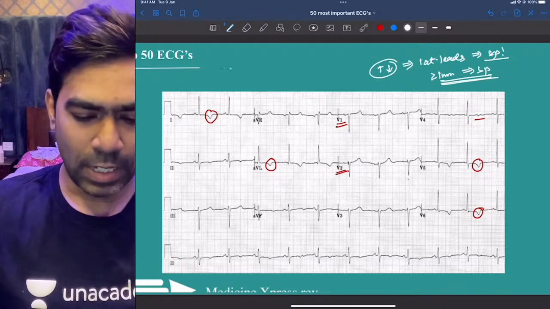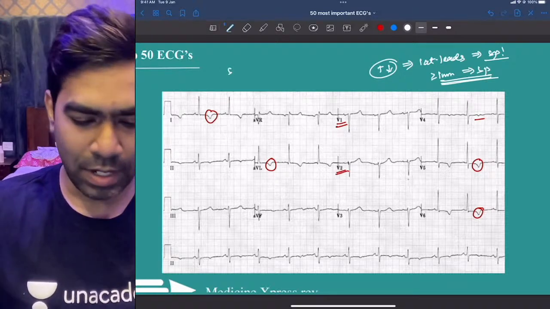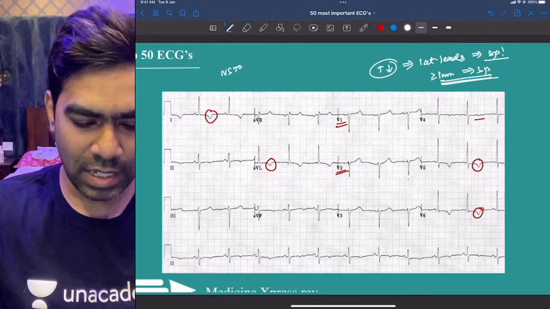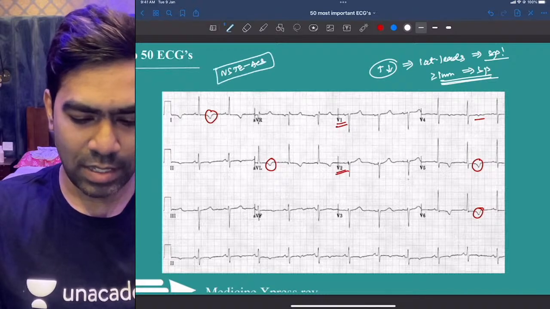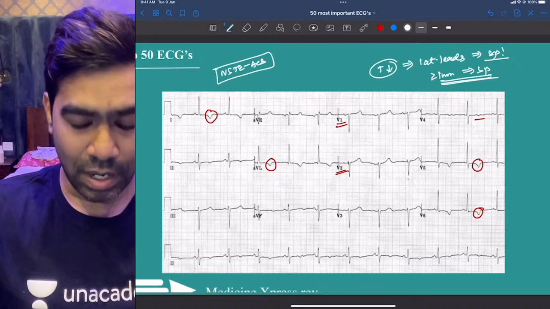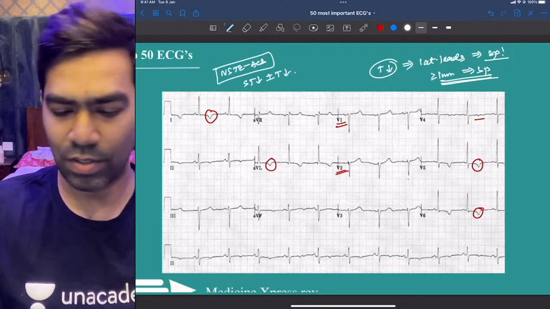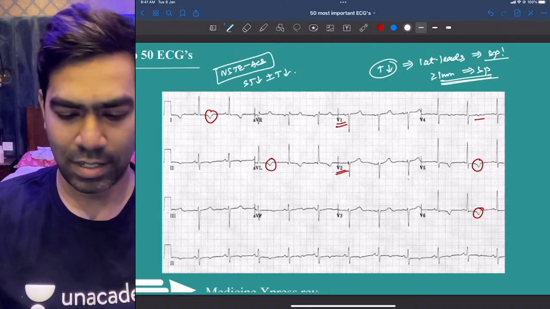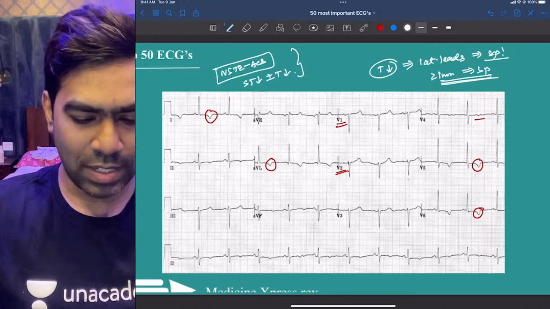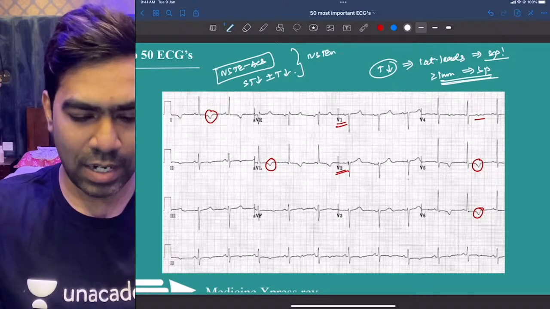So remember, in STEMI you're going to see ST segment elevations, but in NST-ACS you're going to get predominantly ST segment depressions plus or minus T wave inversions. Okay, this is what you're going to get in NST-ACS. Remember, there are two types of NST-ACS. One is NSTEMI and second is unstable angina.